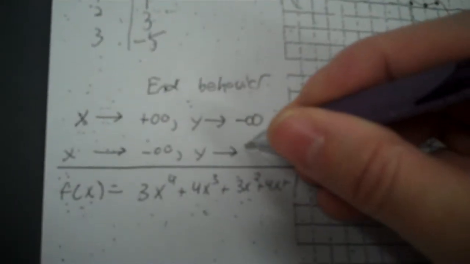Now as x approaches negative infinity, that's this way, what happens to the graph? It goes up, so y approaches positive infinity. Because this is positive infinity for x, and y is going down, so that's negative infinity. This is negative infinity for x, and that's going up, so the value approaches positive infinity.